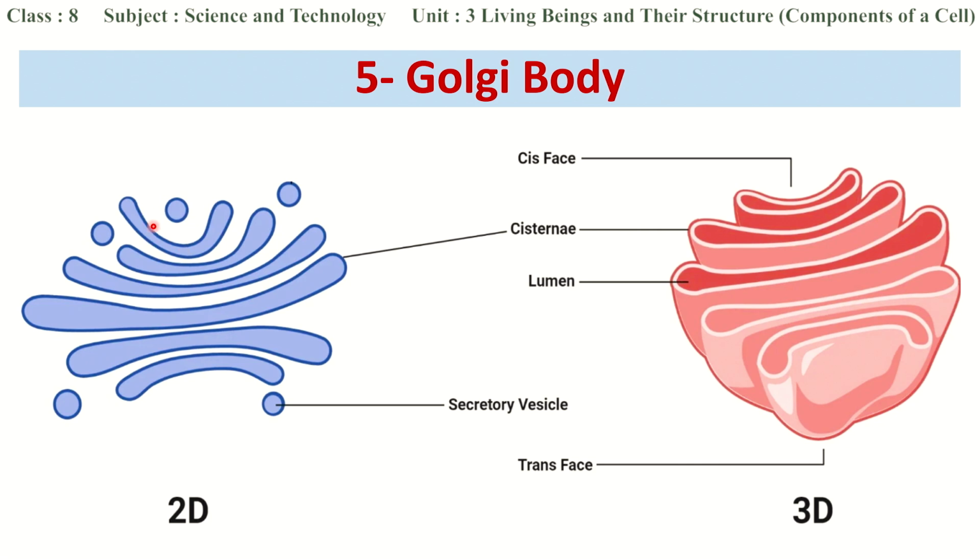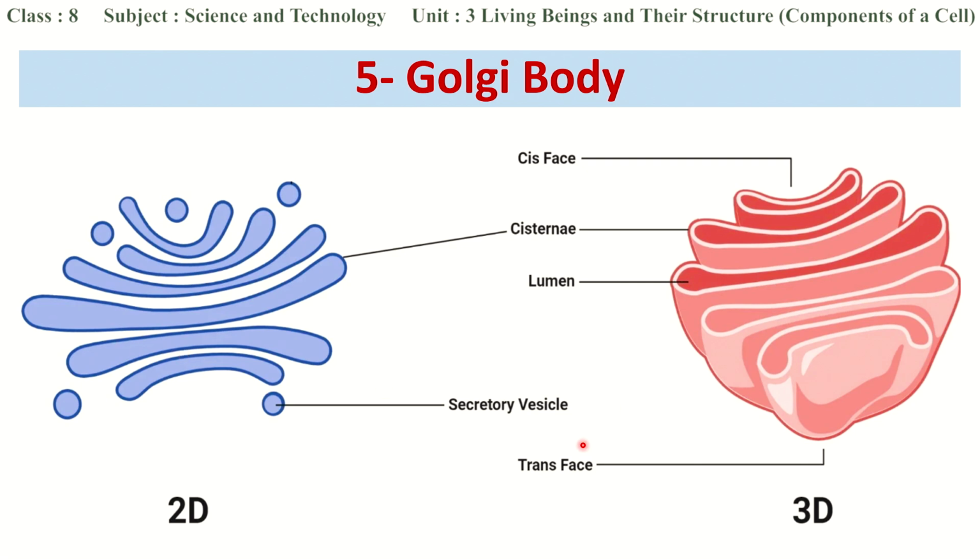And this portion is found towards the nucleus. Remember it. This portion is called the cis face. So the cis face is found towards the endoplasmic reticulum, or you can say towards the nucleus. And these plate-like structures are found against the nucleus.